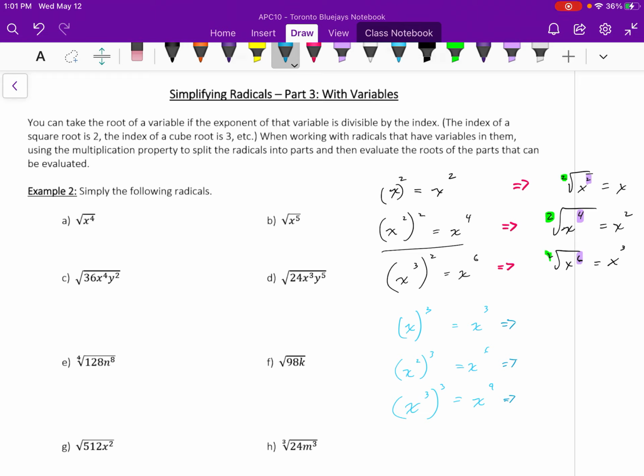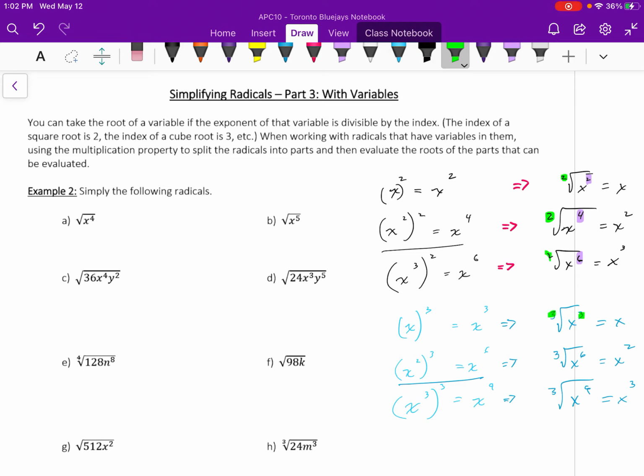Similarly here, what we have is the cube root of x cubed. What number multiplied by itself 3 times gives you x cubed? Well, that's simply x. Now, what is the cube root of x to the power of 6? Well, using the left-hand side, that's x squared. So what multiplied by itself 3 times gives you x to the power of 6? Well, that's x squared. Now, the cube root of x to the power 9 is x to the power of 3.